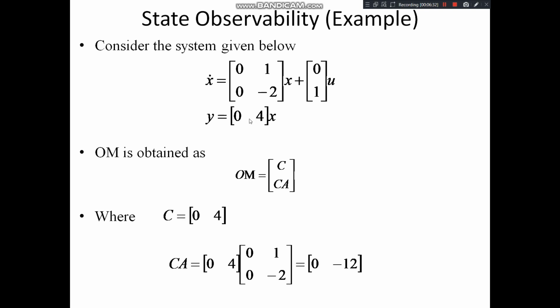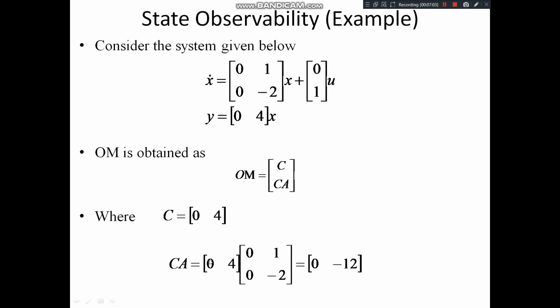C is [0, 4], it is given in the system representation, and we'll take the multiplication of C and A. So C is [0, 4] and A is [0, 1; 0, -2]. What we need to do here is matrix multiplication. The first matrix is of order 1 by 2, the second matrix is of order 2 by 2, so the resultant matrix will be 1 by 2. That is the first row of the first matrix with the columns of the second matrix.